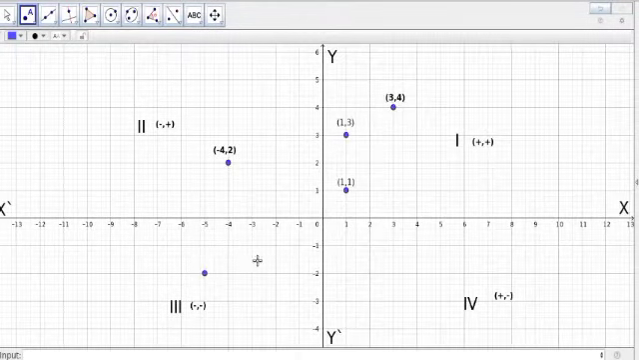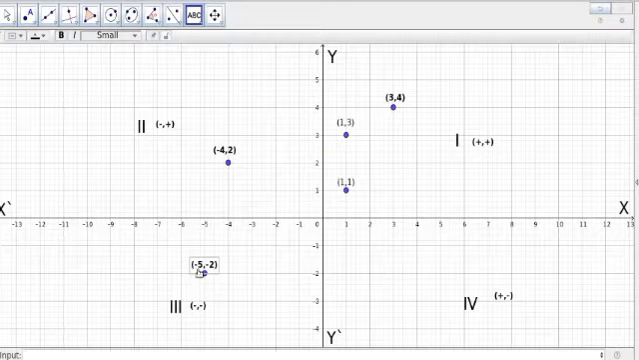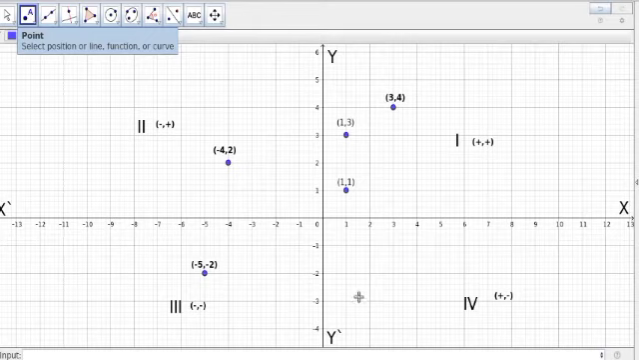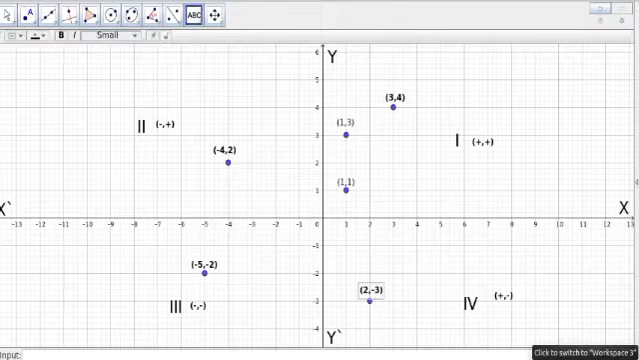Then what about this point? This point is -5 on the x-axis and -2 on the y-axis. So the coordinates of this point are -5, -2. Okay, then what about another point? This point is 2 on the x-axis and -3 on the y-axis. So the coordinates are 2, -3.